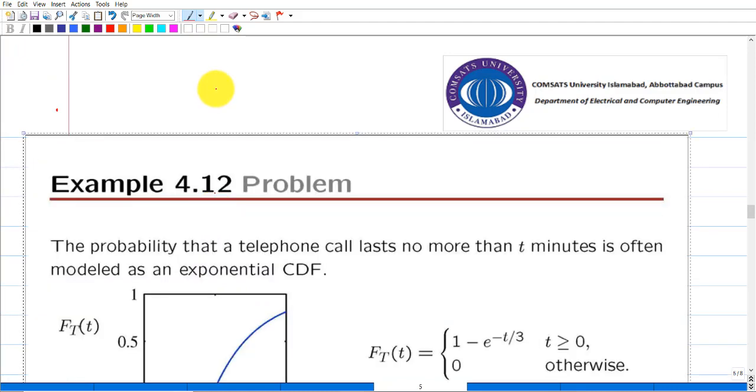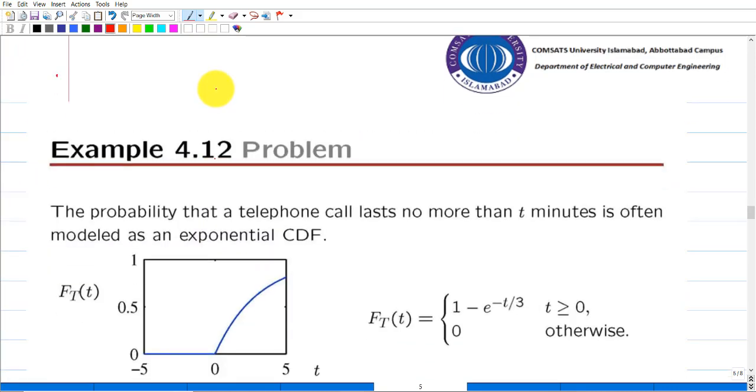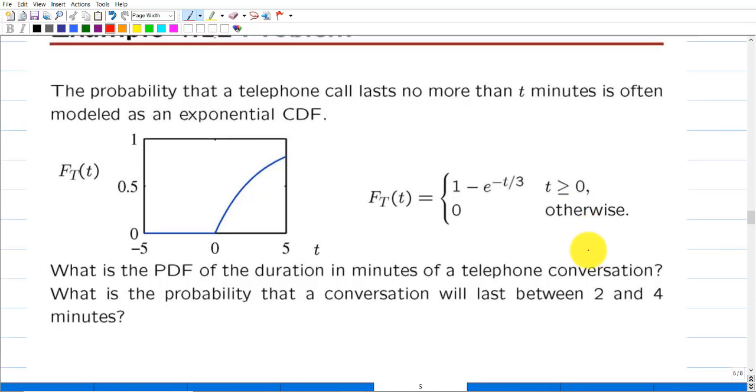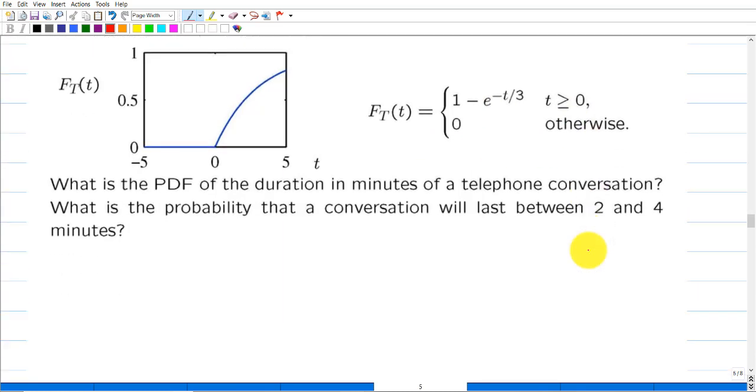This is example 4.12. It says that the probability that a telephone call lasts no more than 3 minutes is often modeled as an exponential CDF. We are given this exponential CDF F(t), which is 1 minus e raised to power minus t by 3 for t greater than or equal to 0, and 0 otherwise. What is the PDF of the duration in minutes of a telephone conversation?